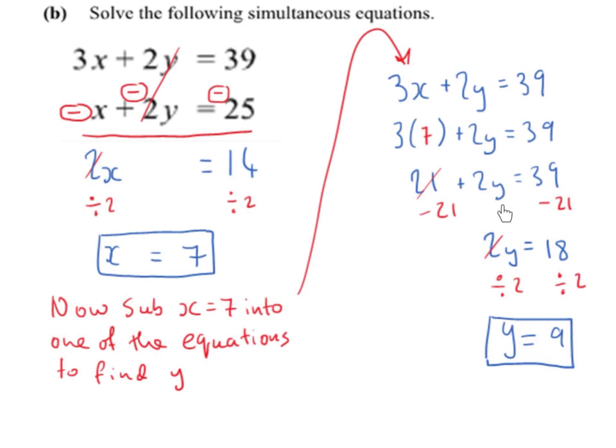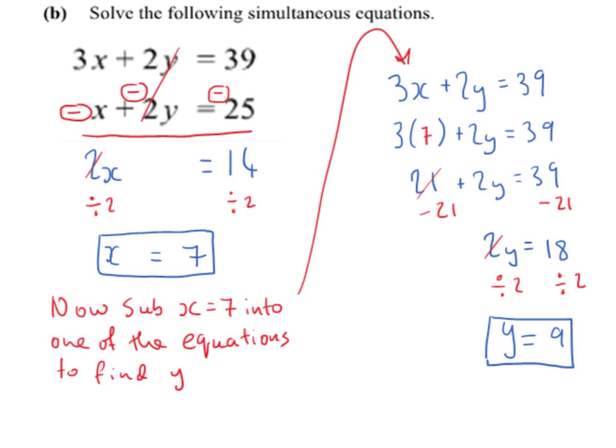We want to now get the y on its own, so we have to get rid of the 21 and the 2, but we always get rid of the single number first. So we're going to minus 21 to both sides. So we bring down the 2y, and 39 minus 21 is 18. Now we've 2 stuck onto y, so we have to divide by 2 to get rid of it, and divide by 2 on the right as well. And 18 divided by 2 is 9.